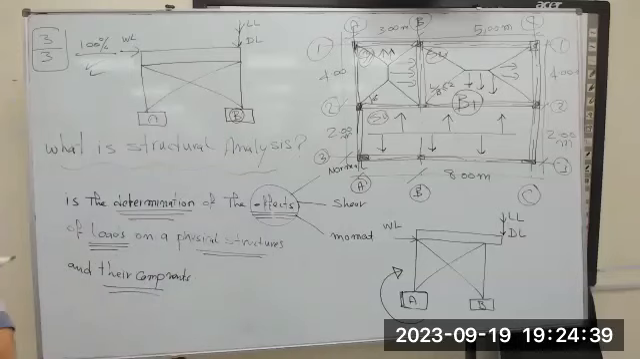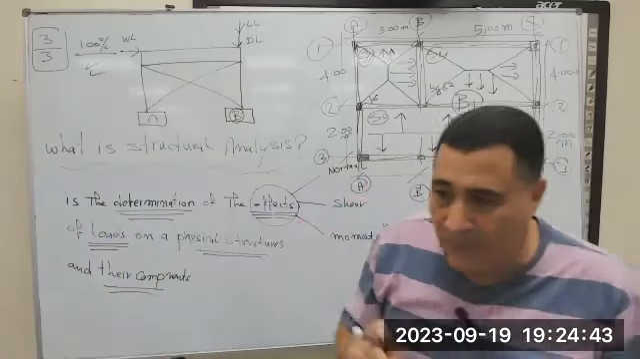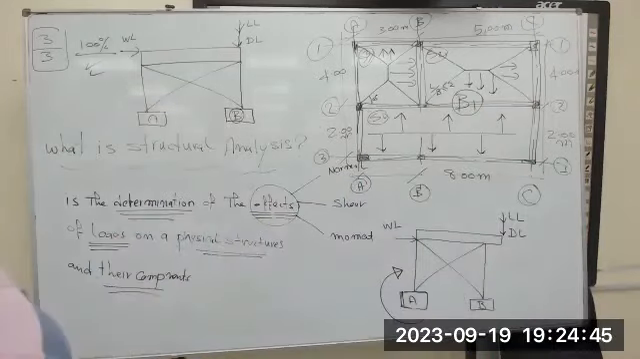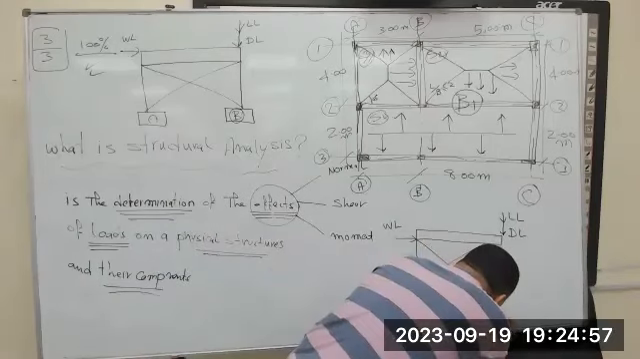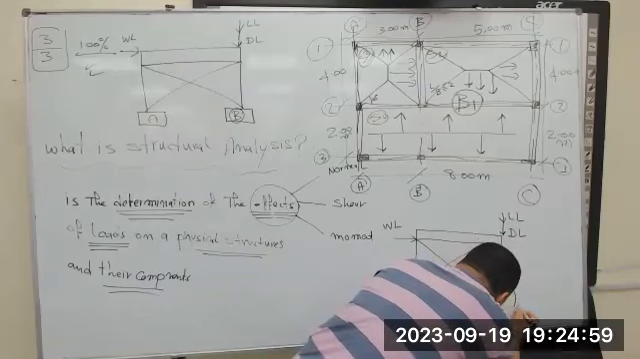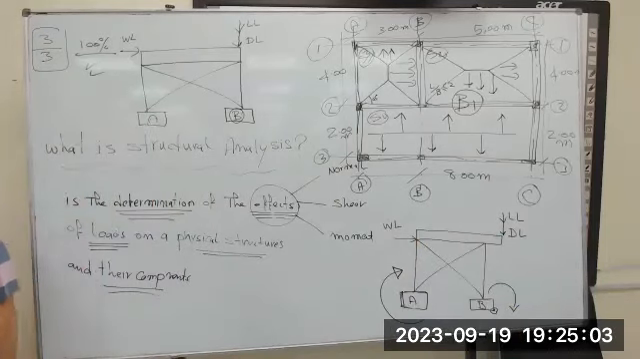If there is uplift in footing A, what will happen in footing B? If there is uplift in A, sure, 100% footing B will be overturning at this point. Correct or not? And both of them is what? Moment. Moment means what?